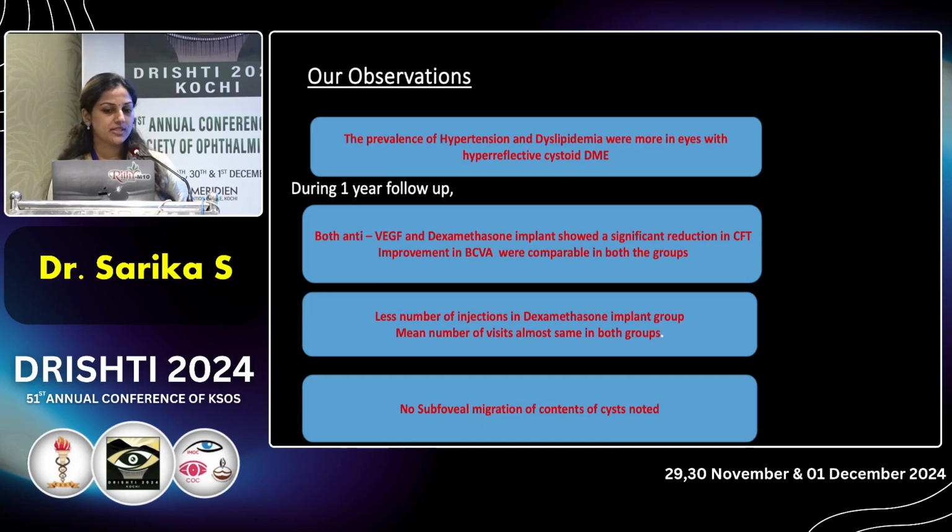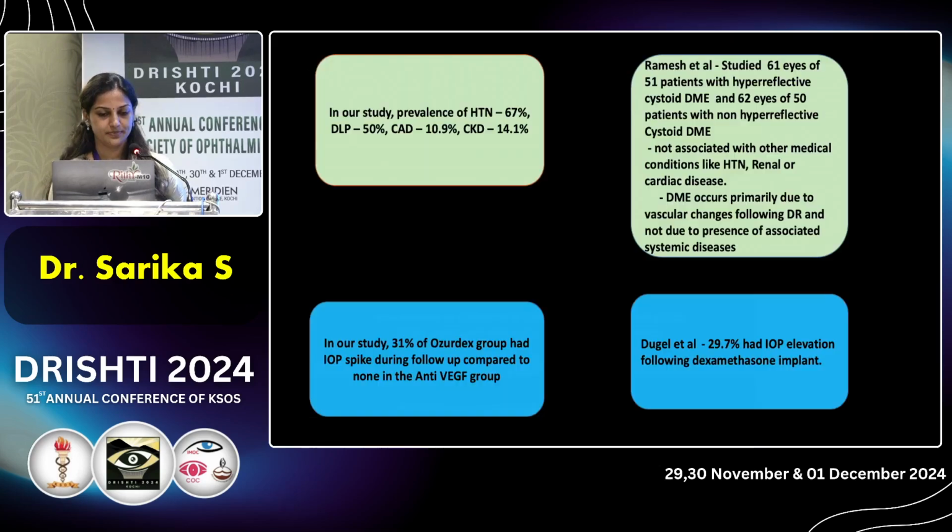Our observations: the prevalence of hypertension and dyslipidemia was more in these eyes with hyperreflective cystoid diabetic macular edema, and during 1 year follow-up, both anti-VEGF and dexamethasone implant showed a significant reduction in central foveal thickness, and improvement in best-corrected visual acuity was comparable in both groups. Fewer injections were done in the dexamethasone implant group, the mean number of visits was almost the same in both groups, and no subfoveal migration of cyst contents was noted.